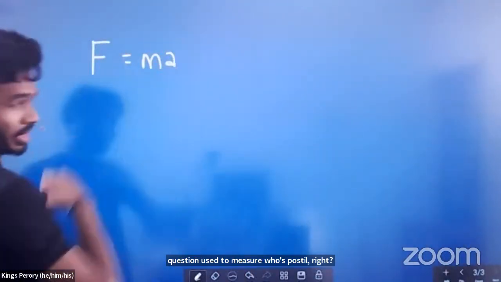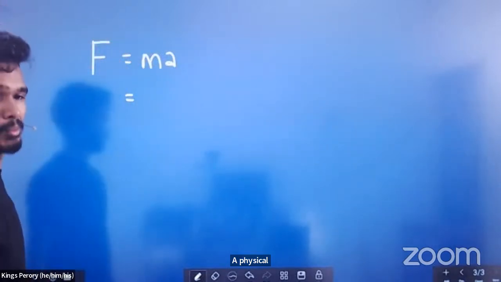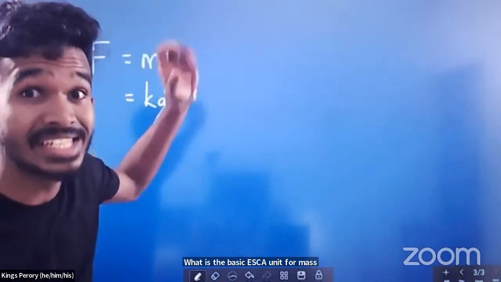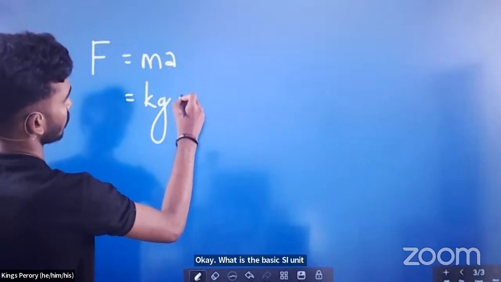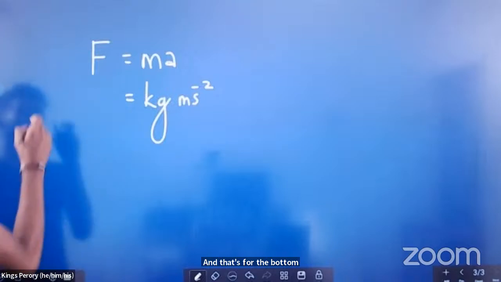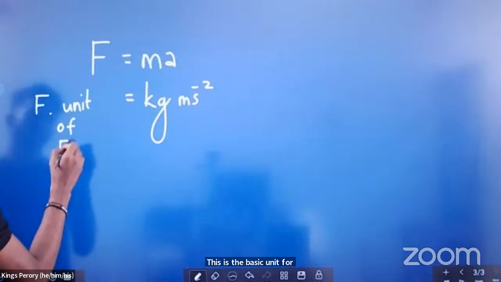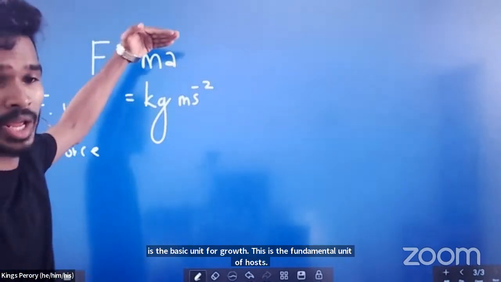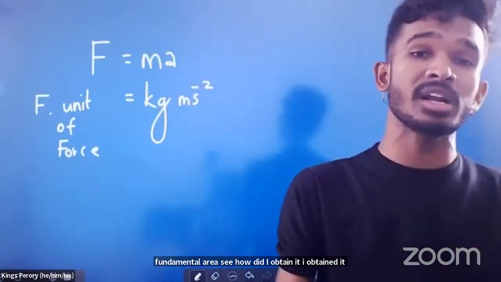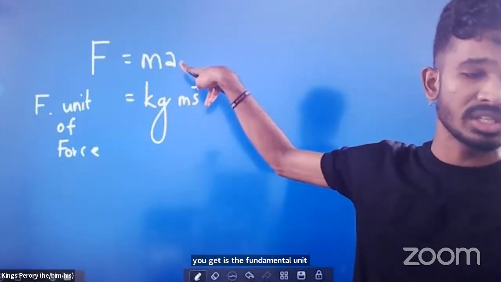What is the basic SI unit for mass? Kilogram. What is the basic SI unit for acceleration? m s to the power minus 2. This is the fundamental unit of force. How did I obtain it? From the equation. The first unit that you get from the equation is the fundamental unit. So F equals m a, m is kg, a is m s to the power minus 2.